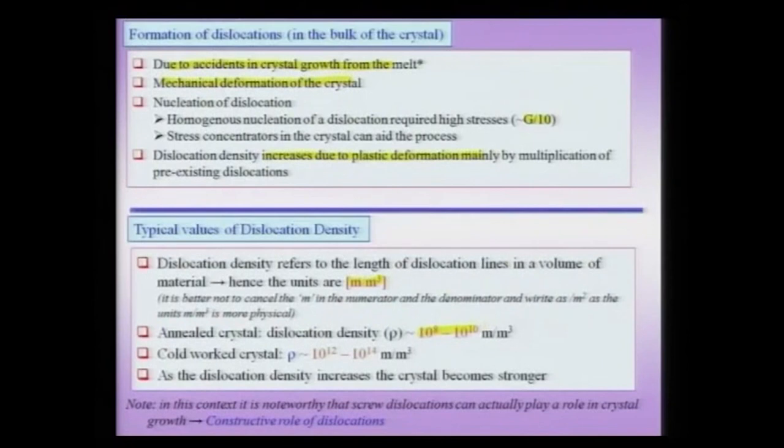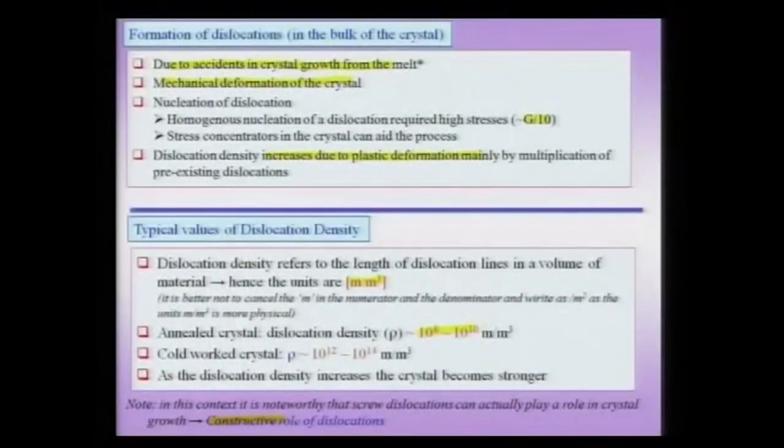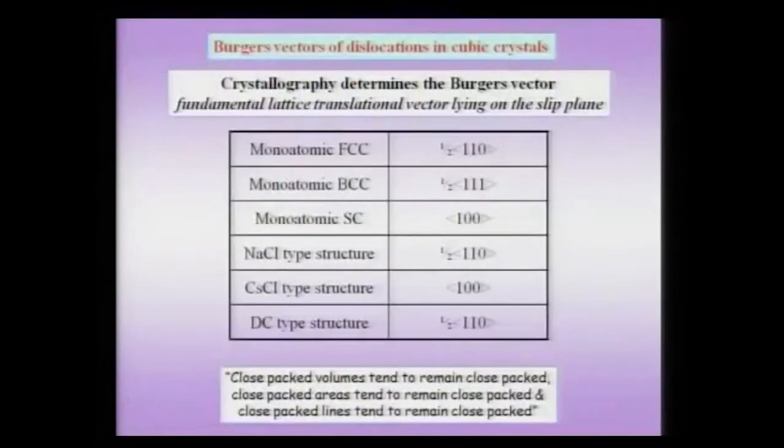So, there are processes active which lead to an increase in dislocation density as you are plastically deforming the material. This is a very surprising aspect, because we know that the first step of plastic deformation is the motion of a dislocation leaving the crystal. So, if dislocations are leaving the crystal during plastic deformation, how is the density increasing? We will consider at least one example of how dislocation density can increase during plastic deformation. And we will also consider the constructive role of screw dislocations in crystal growth very soon.